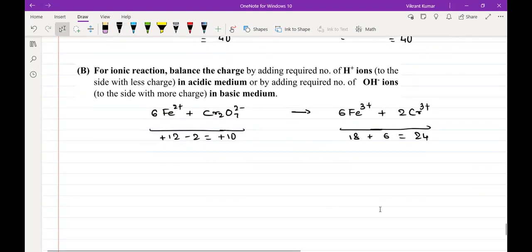Now, in order to fulfill that requirement, one is at +10 and another is at +24. So the gap is of 14. 14 का gap है ना? तो to balance the charge, we need to somehow या तो मैं left side में 14 add कर दूं या फिर right side में 14 subtract कर दूं. That will depend on the medium of the reaction, and medium of the reaction most of the time will be visible in the reaction itself.